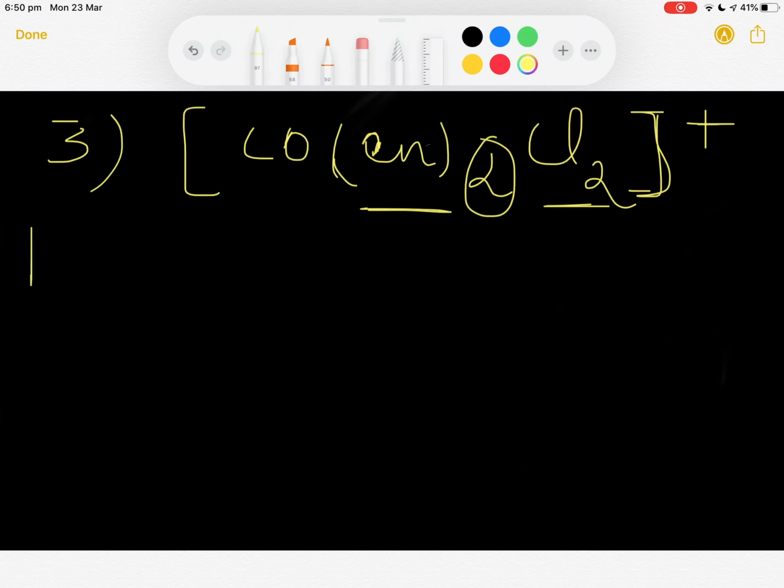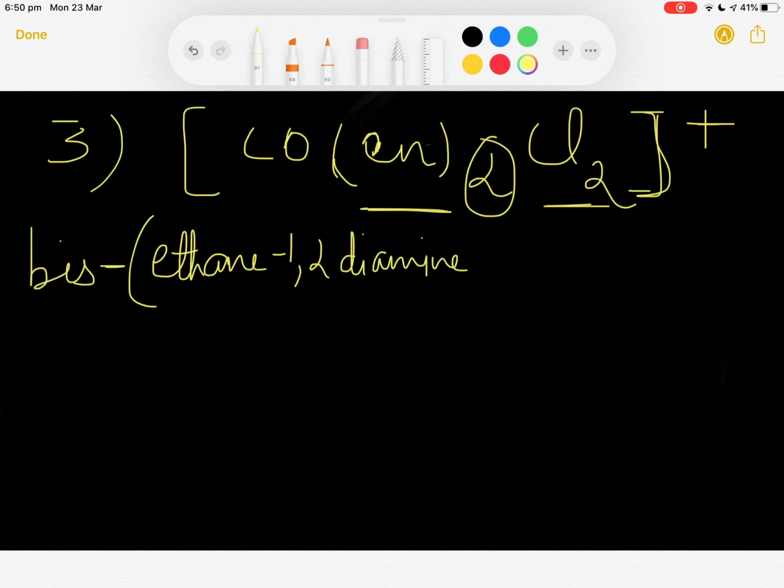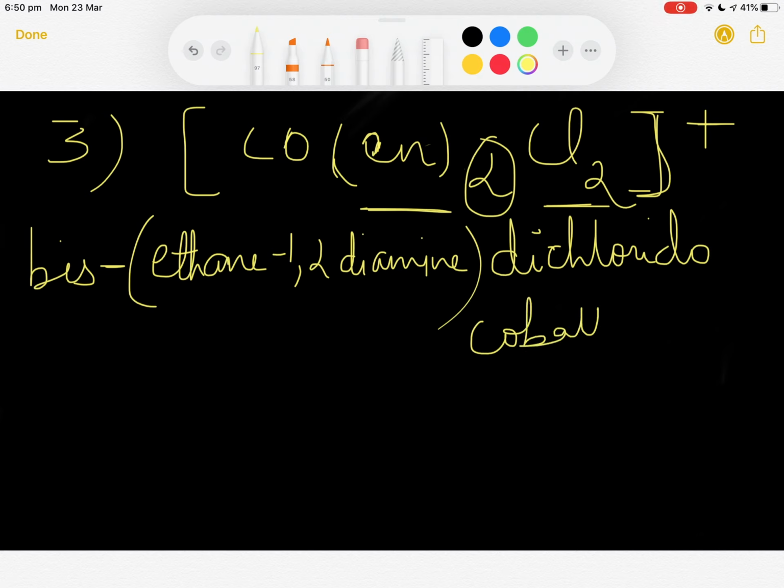Let me write here bis, put a hyphen, take a round bracket, ethane-1,2-diamine, fine, round bracket close. For this chlorido I can use dichlorido, and the metal atom is cobalt, fine enough.